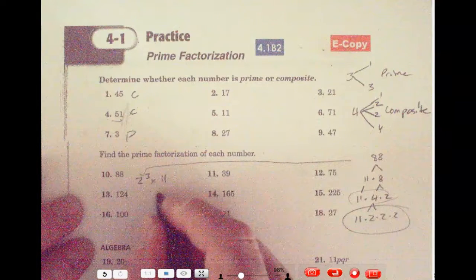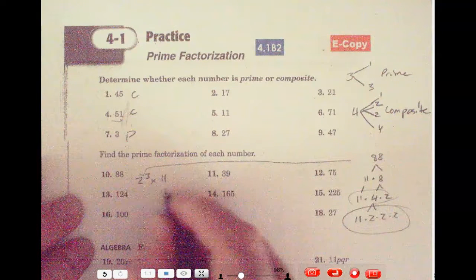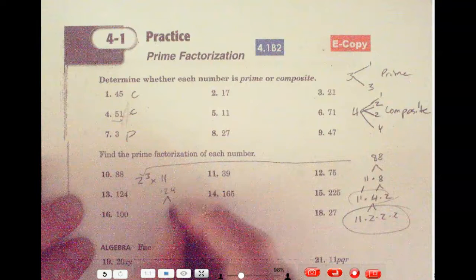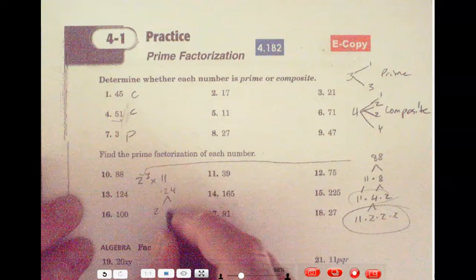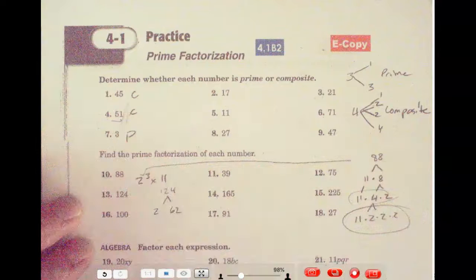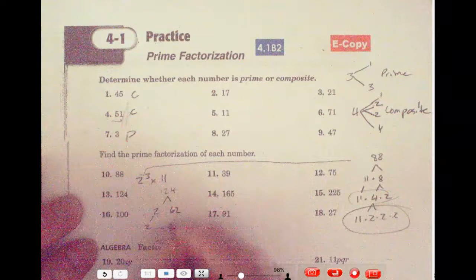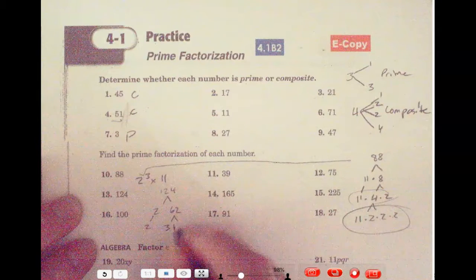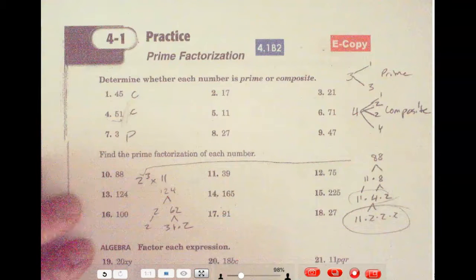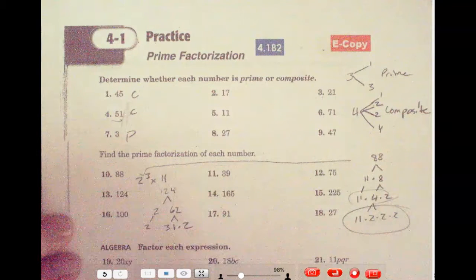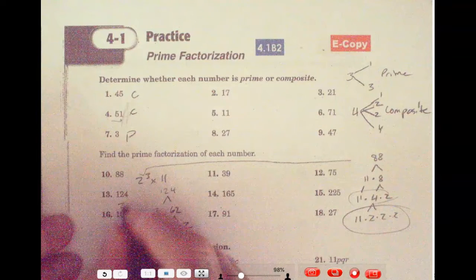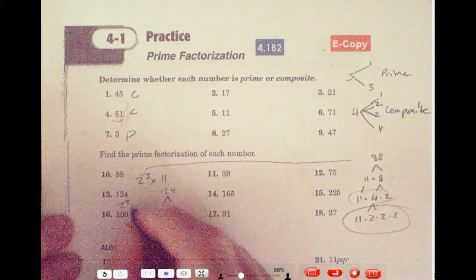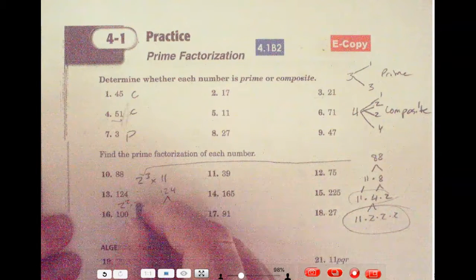We'll pick 124. We'll pick 2 and 62. Okay, well, 2 is prime, so we could just leave that. 62 is 31 times 2. 31, that's it. There's nothing else that goes into it. So the prime factorization of this one is 2 to the second, because there's 2 of them, times 31.